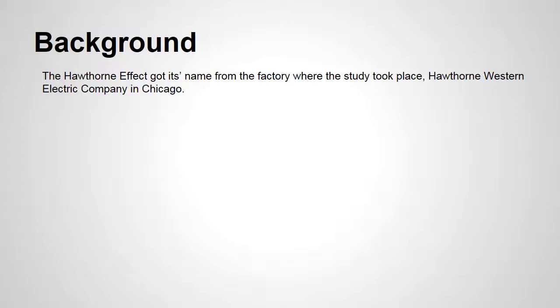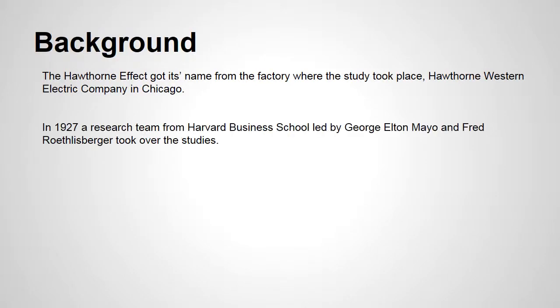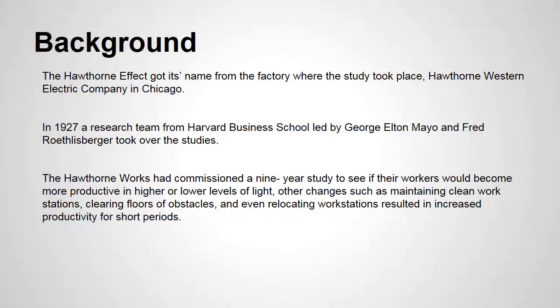The Hawthorne effect got its name from the factory where the study took place, the Hawthorne Western Electric Company in Chicago. In 1927, a research team from Harvard Business School led by George Elton Mayo and Fred Roethlisberger took over the studies. The Hawthorne Works had commissioned a 9-year study to see if their workers would become more productive in higher or lower levels of light.